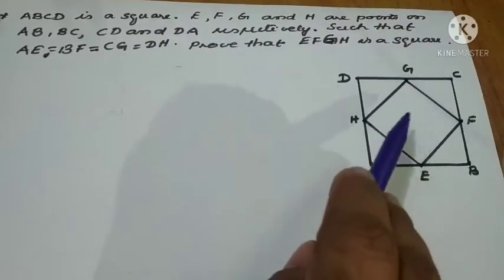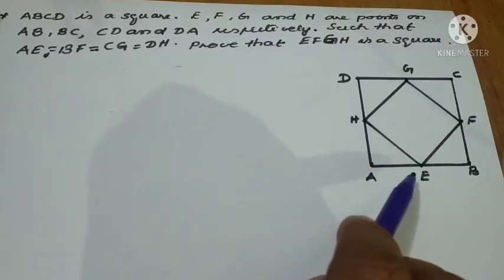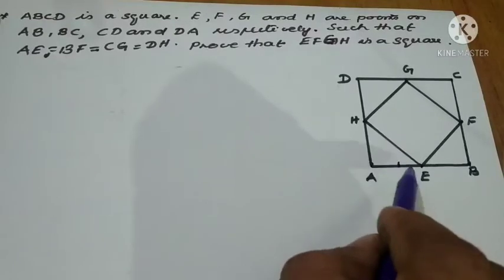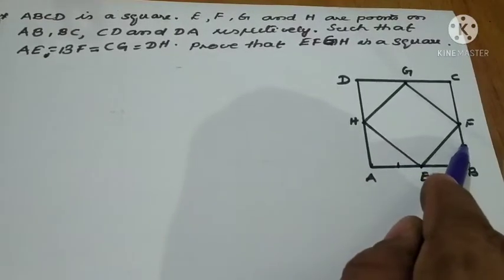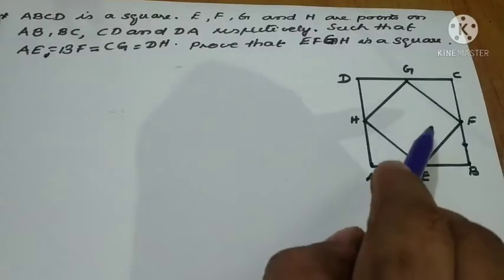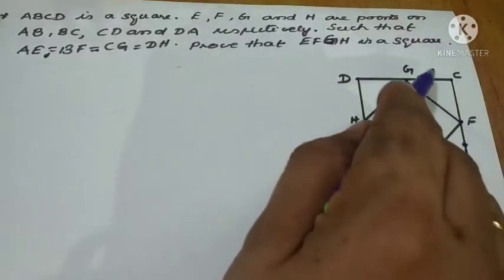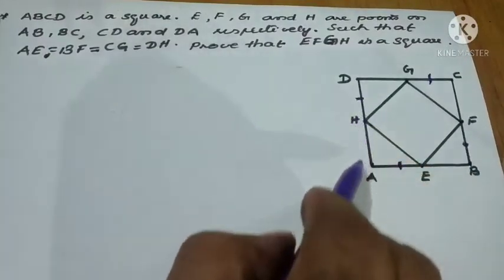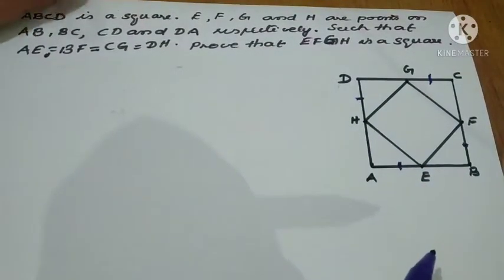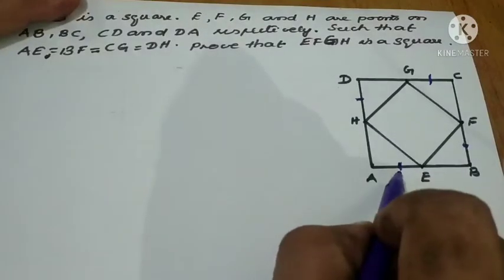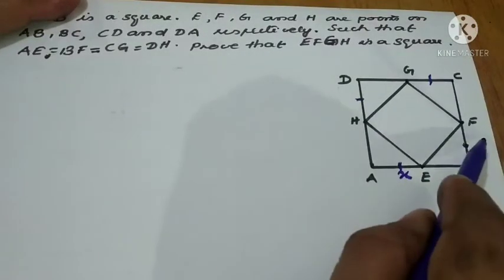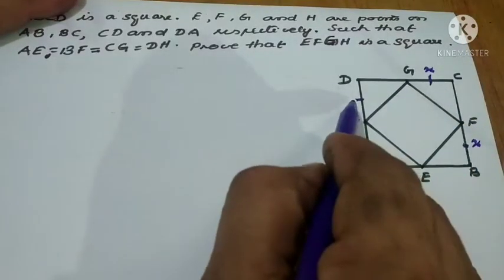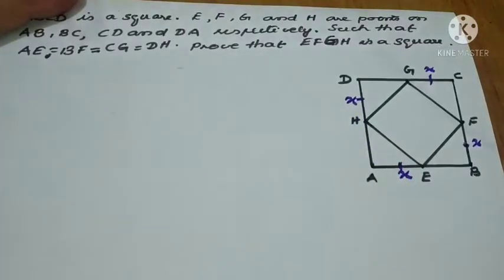What is given here? E, F, G, H are the points on the respective sides, and AE equal to BF, and CG equal to DH. This is given in the question. Now if it is equal, let us take this as x, and here also it is x, this one is x, and here DH is also given. Let us take it as x only.